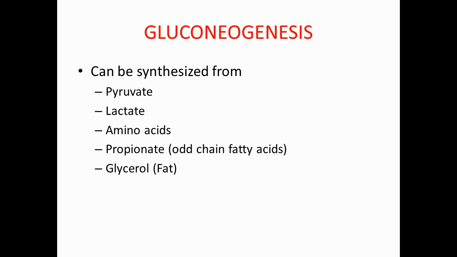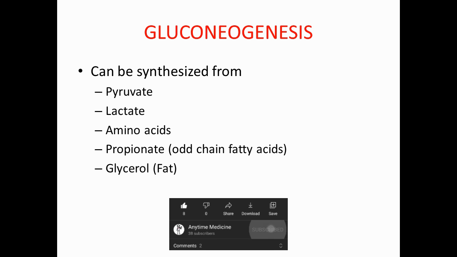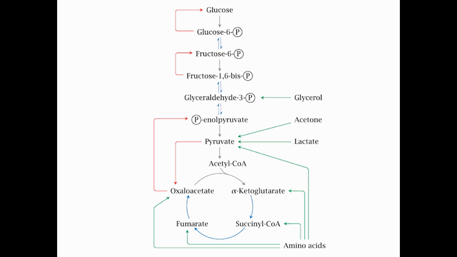So glucose can be synthesized from different structures like pyruvate, lactate, amino acid, propionate and glycerol, and we are going to talk about each in this video. So this is the whole reactions of gluconeogenesis, but first we are going to talk about pyruvate. How is it converted into oxaloacetate, and then into phosphoenol pyruvate. From that it will make the glucose.